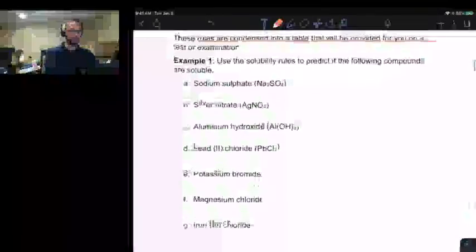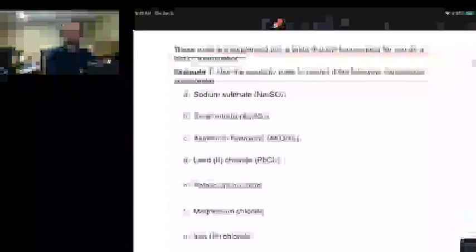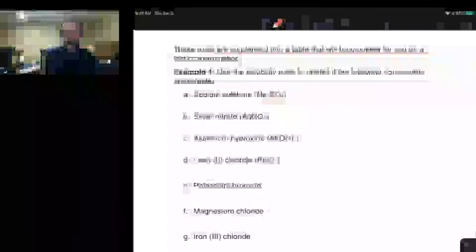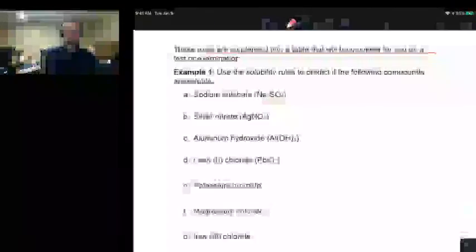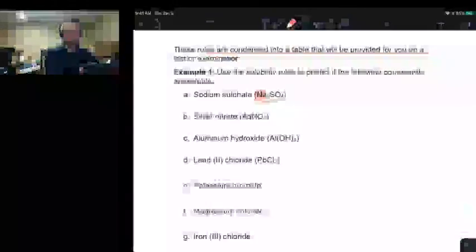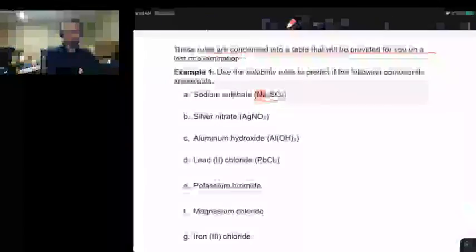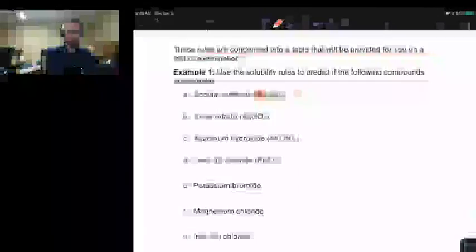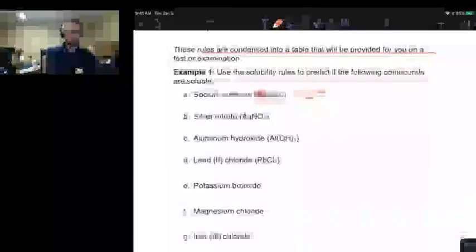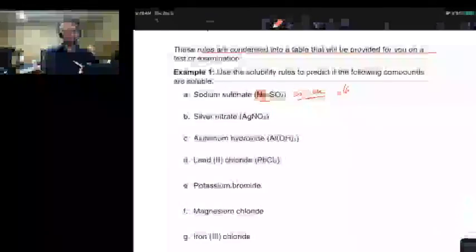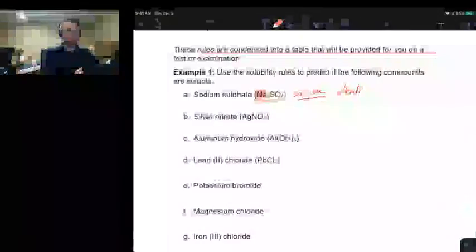So let's look at sodium sulfate. The very first thing I always go to check is, does it have an alkali? And it does, so it's soluble. I don't have to read the rest. Soluble, alkali. As long as it fits one of the rules, and one of the very strong rules, then we don't have to worry about anything else.